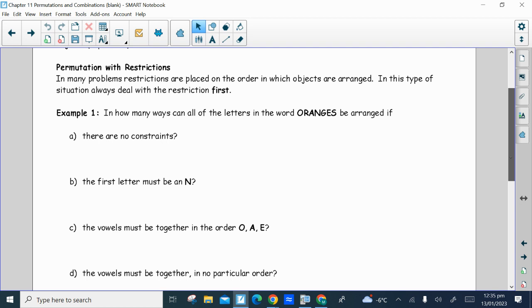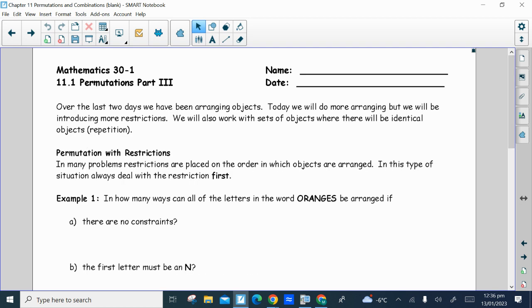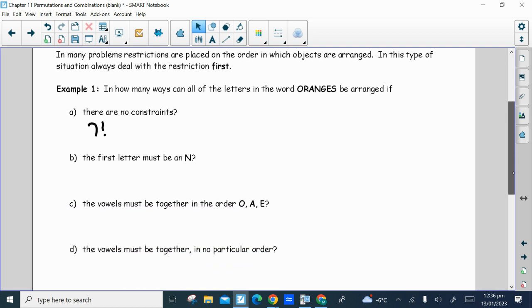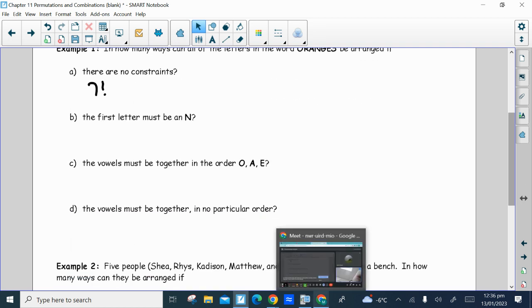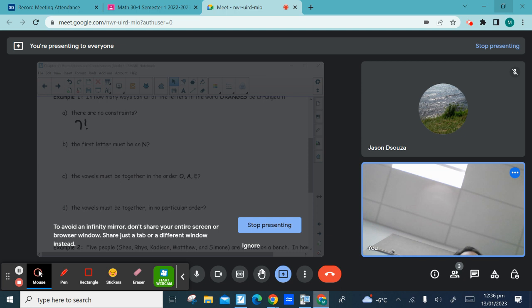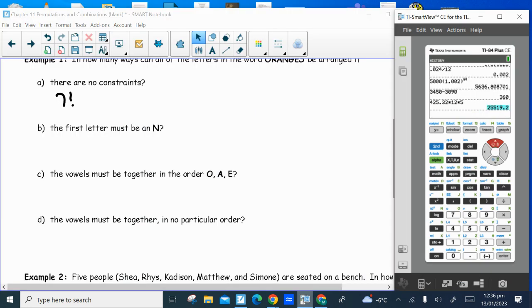So this first example: how many ways can all of the letters of the word oranges be arranged if first there are no constraints or no restrictions? There are 7 letters in that word, so they could be arranged in 7 factorial ways. Right, so 7 factorial.